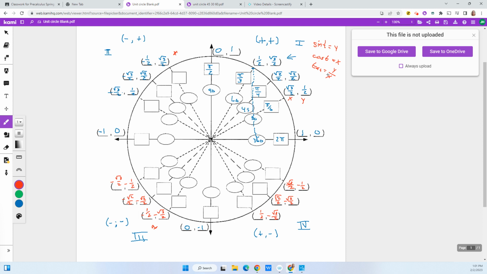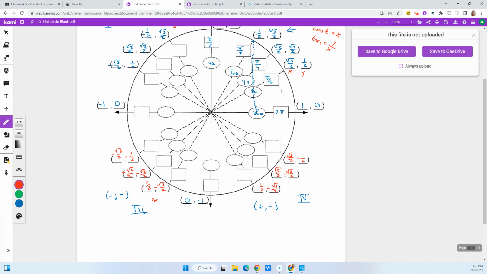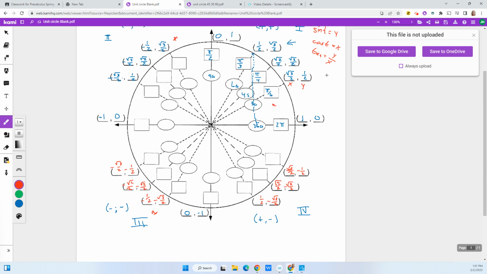So if I said, what is sine of t or sine of pi over 6, we could just come over here to pi over 6, and we go, oh, it's 1/2. It's the Y value at pi over 6. Does that make some sense?